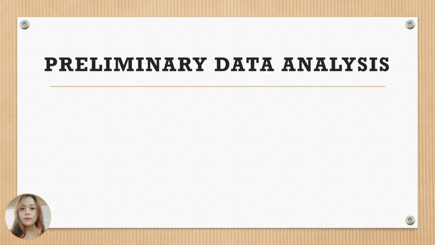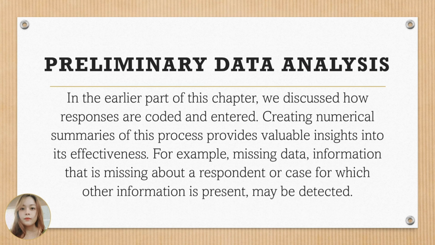Next topic, preliminary data analysis. In the earlier part of this chapter, we discussed how responses are coded and entered. Creating numerical summaries of this process provides valuable insights into effectiveness. For example, missing data, information that is missing about a respondent or case for which other information is present, may be detected. Miscoded, out of range data, extreme values, and other problems also may be rectified after a preliminary look at the dataset.